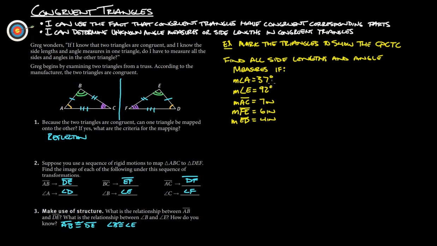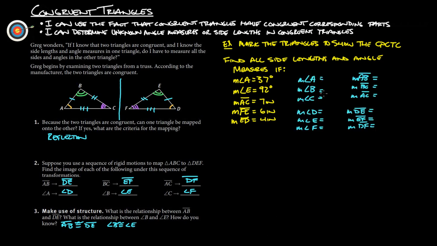Okay, now it's saying find all side lengths and all angle measures if we're given all this information here. So I'm going to do this. Let's write down all the things that we need to find. Okay, so here's all the things that we need from both triangles. Some of them they already gave to us. So maybe a good idea first is to write our little congruency statement here.